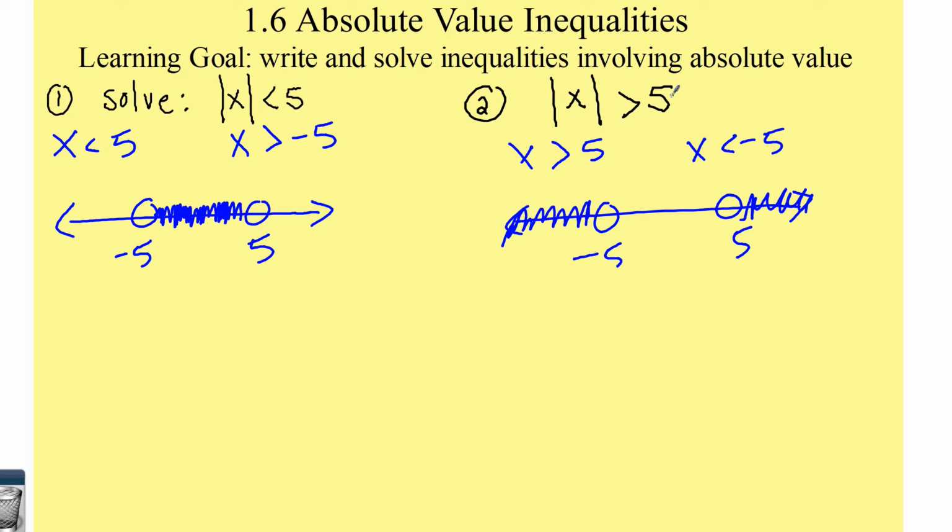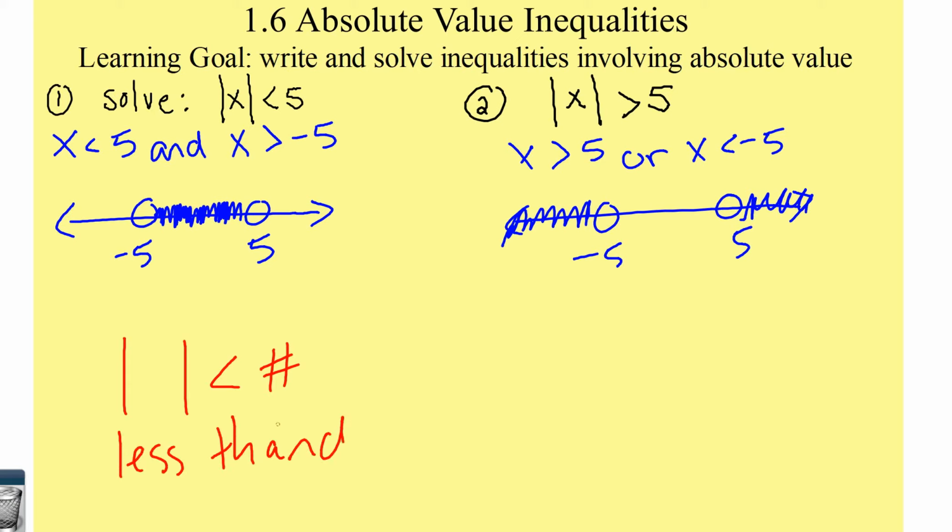So notice what we have here. These are your typical compound inequalities. The one on the left is typically written as an "and" and the one on the right is written as an "or." Why is that? Why did this one become an and, and this one become an or? Well, look at our original equation. We have the absolute value is less than something. When it's less than, you're going to use an "and" in between your inequalities.